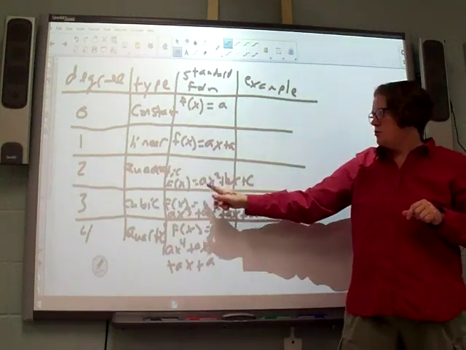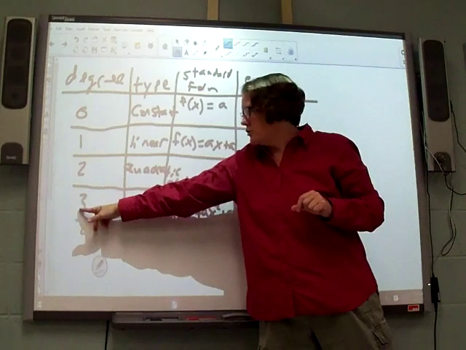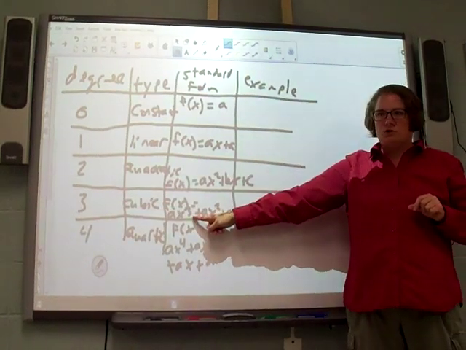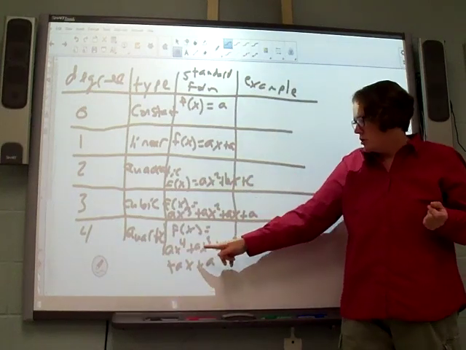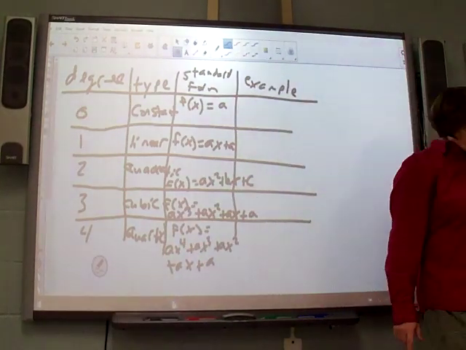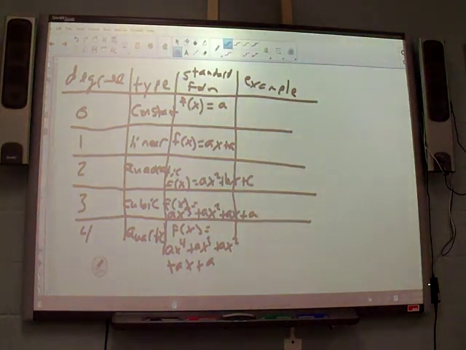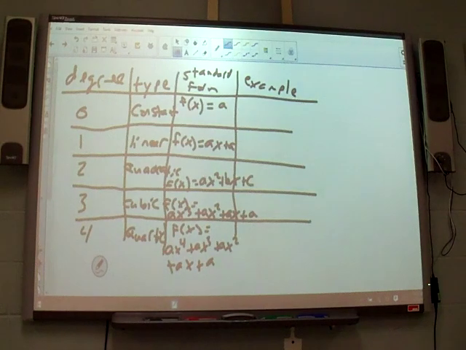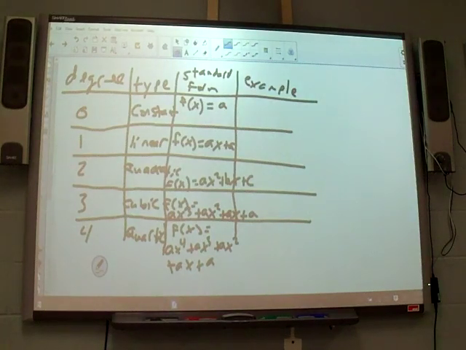Quadratic, degree is 2, your highest power is a 2. Cubic, your degree is 3, your highest power is a 3. Quartic, degree is 4, your highest power is 4. That degree is going to determine a lot about the graphs of these polynomials that we're going to be looking at. It's going to determine which directions they go. So we're going to have to remember, degree is the highest power. We're going to talk about that a lot.